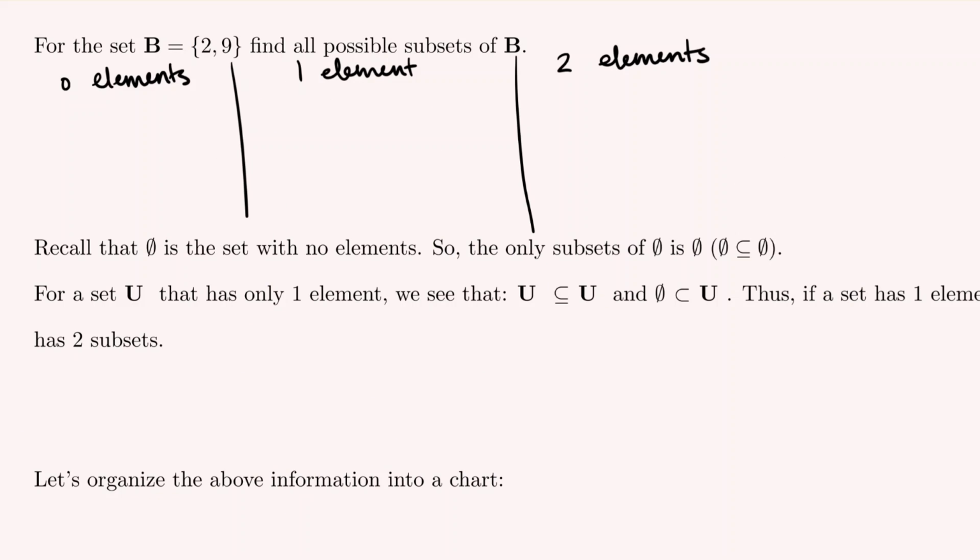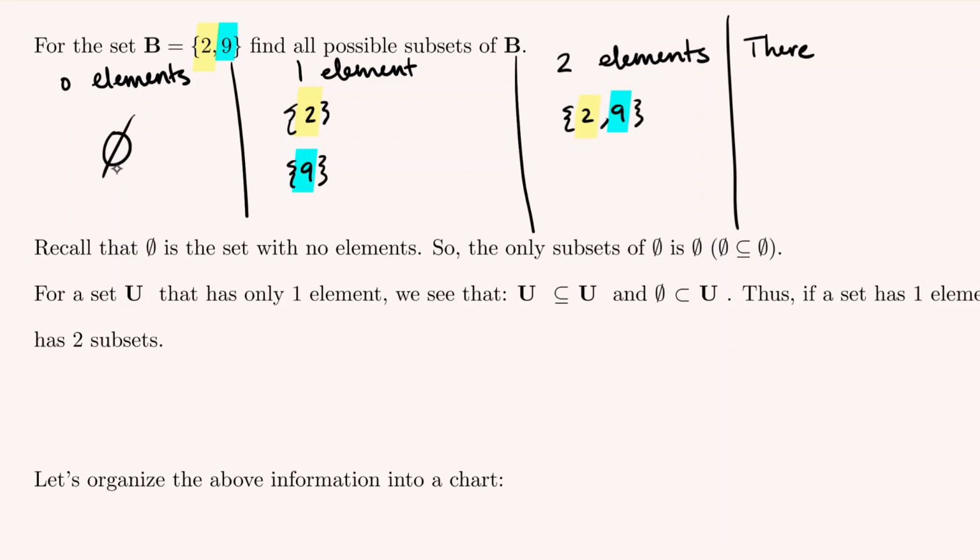So as our set B only has two elements itself, the largest possible subset has two elements, which would be itself, 2, 9. The smallest subset is the empty set always. The set with one element is the set 2, and the set 9 separately. The set with two elements is itself, 2, 9. So for the original set that started off with two elements, there are 1, 2, 3, 4.